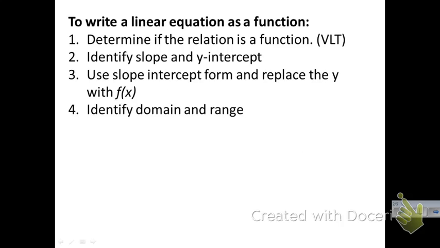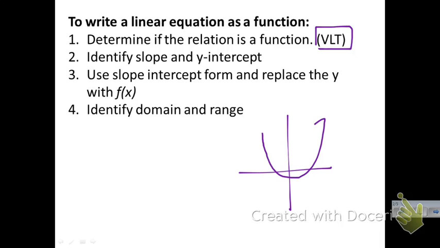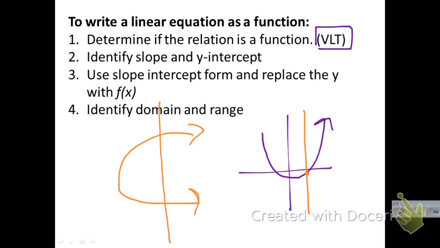So to write a linear equation as a function, the first thing you'll do is determine if the relation is a function. And we'll do this by doing the VLT, that stands for the vertical line test. So we look on a graph, if we have something like this, we use that vertical line to determine if it's a function, because this only passes through that graph once. At any place on the graph, that would be a function. However, if we took that purple and we flipped it sideways and then drew our vertical line, we would see that it passes through more than one, so that is not considered a function. So the first step is to determine if it's a function.